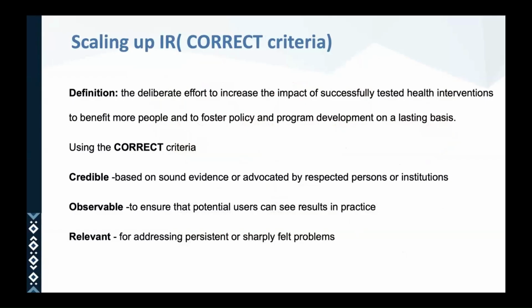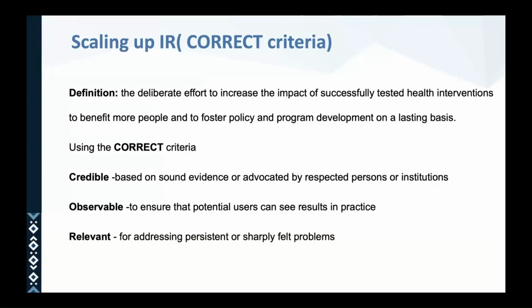implementation research, we use the correct criteria. What does it mean to scale up? These are deliberate efforts we use to increase the impact of successfully tested health interventions to benefit more people and to foster policy and program development on a lasting basis. So using the correct criteria, first of all, is it credible?